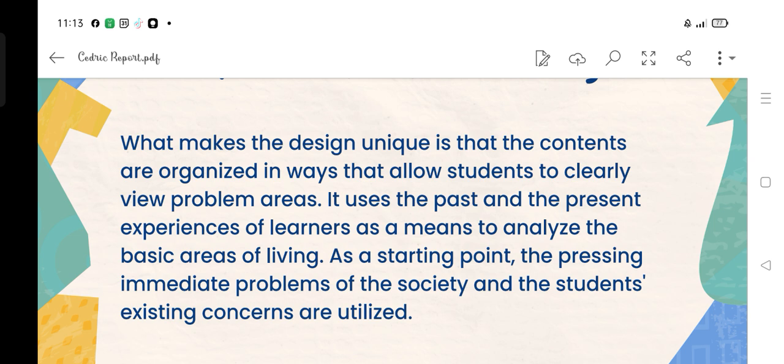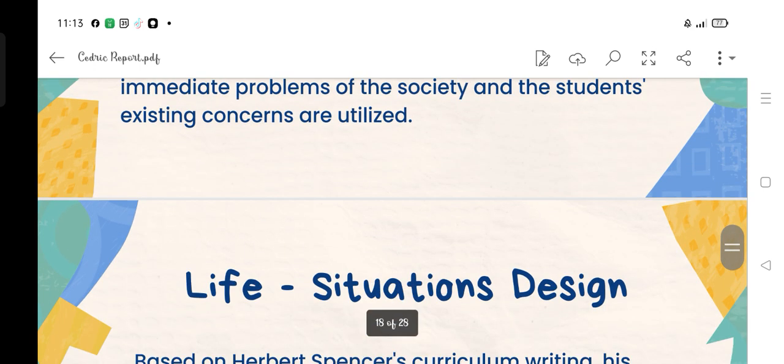So, based on Herbert Spencer's curriculum writing, his emphasis was on activities that sustain life, enhance life, and in rearing children. So, maintain the individual's social and political relations and enhance leisure, tasks, and feelings. So the connection of subject matter to real situations increases the relevance of the curriculum. Okay?